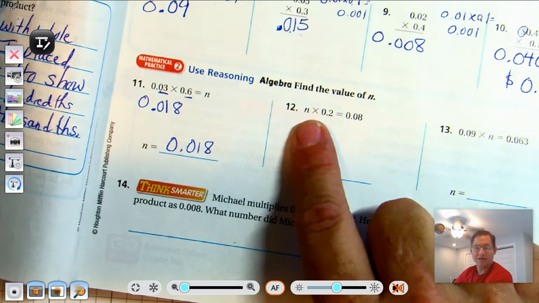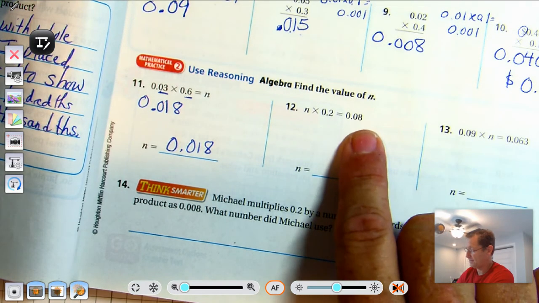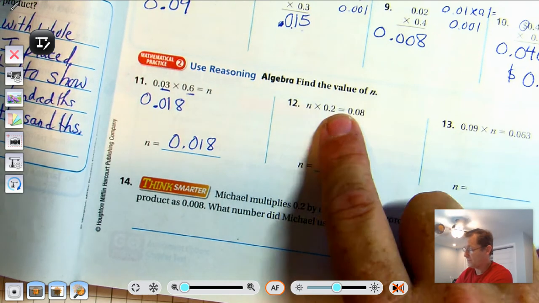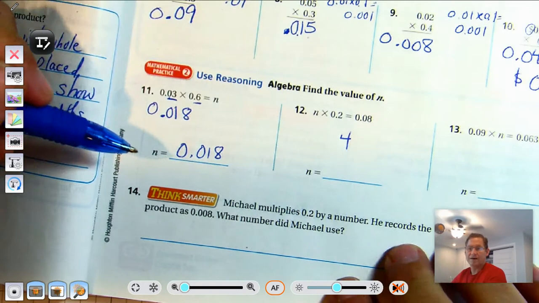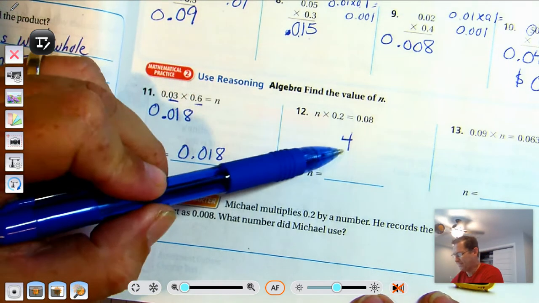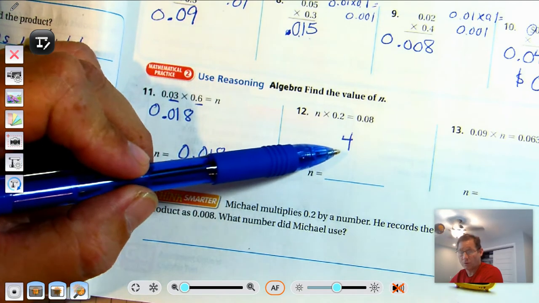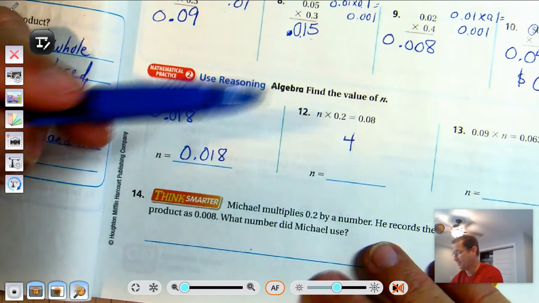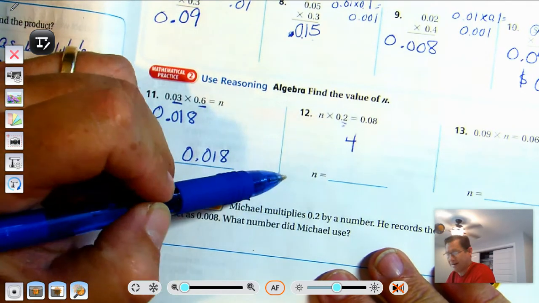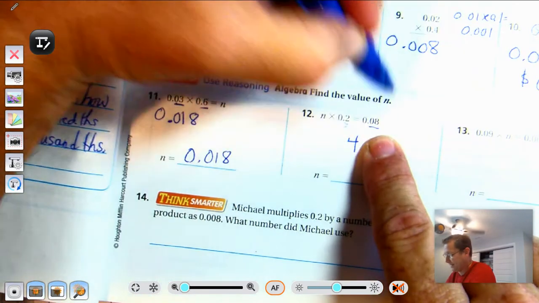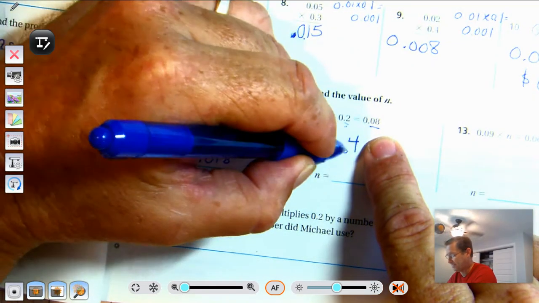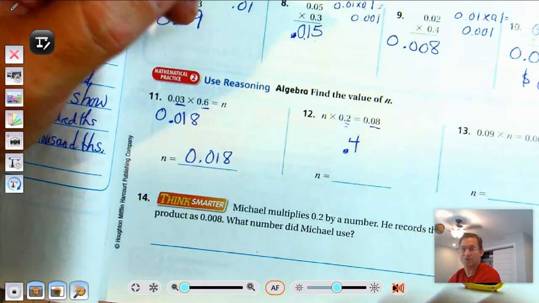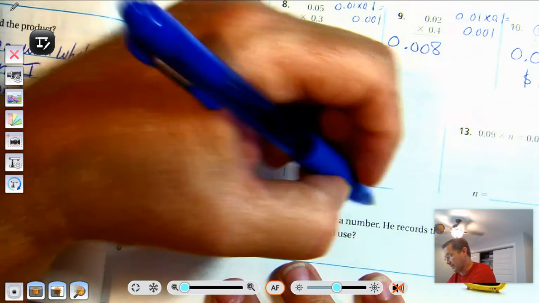Number 12, some number times 2 tenths is 8 hundredths. Well, 2 times what is 8? 4, right? So now we just have to figure out, is it 4 as a whole number? Is it 4 tenths? Is it 4 hundredths? So here we're multiplying by a tenth, right? And my product is in the hundredths. So that means this has to be multiplied by tenths. A tenth times a tenth equals hundredths. So n equals 4 tenths.